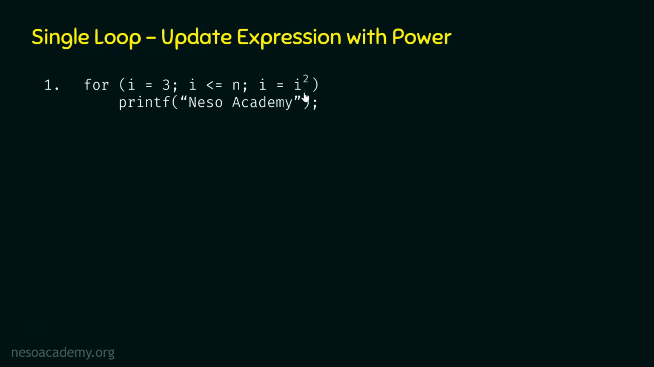As mentioned, we want to find the time complexity of the single loop where in the update expression, the variable is raised to the power some constant. We can observe the variable I is raised to the power 2 in this update expression. And in this for loop, we can observe the printf function, and this printf function will print Neso Academy when this loop will run. Now, what's the time complexity of this loop?